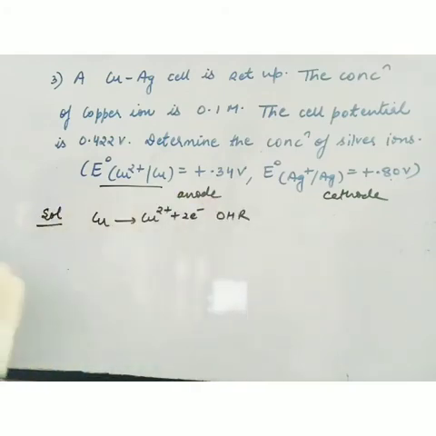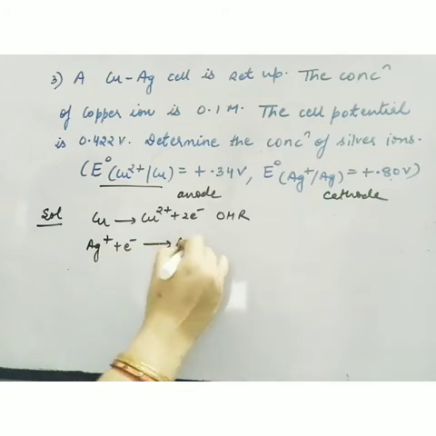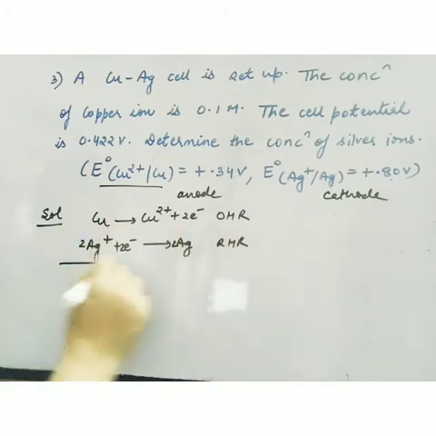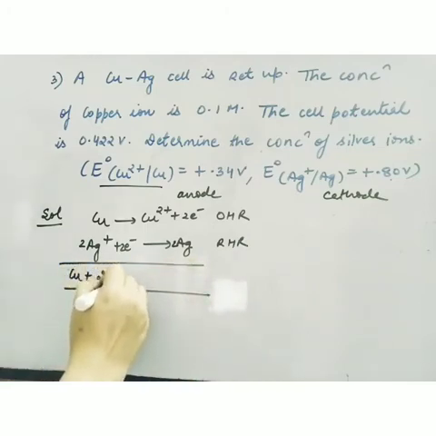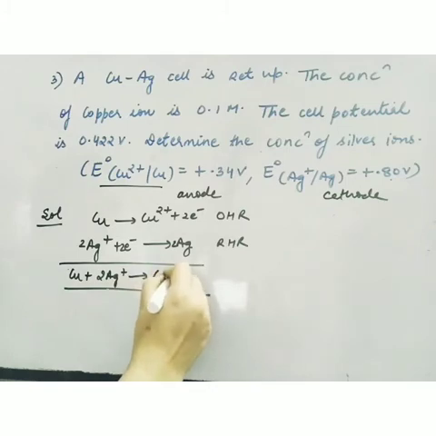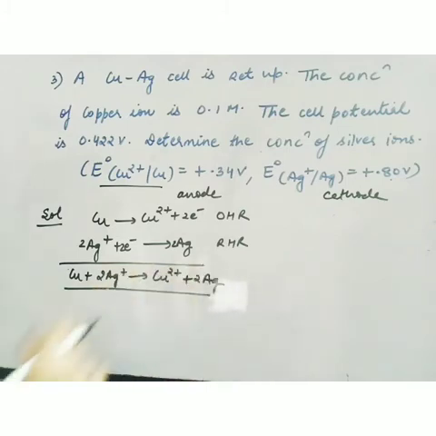And what will be the reduction half reaction? Ag plus 1 electron gives Ag. So 2, 2 and 2. This is the reduction half reaction. Now I will add the 2. So it is Cu plus 2 Ag plus gives Cu2 plus 2 Ag. So this is the final cell reaction which we have derived.